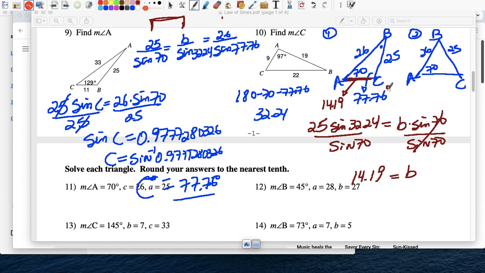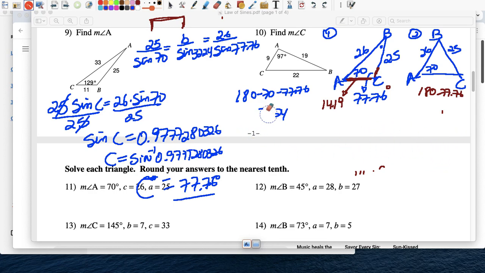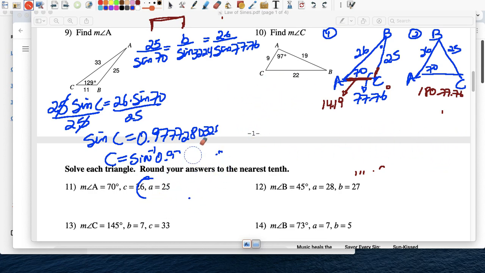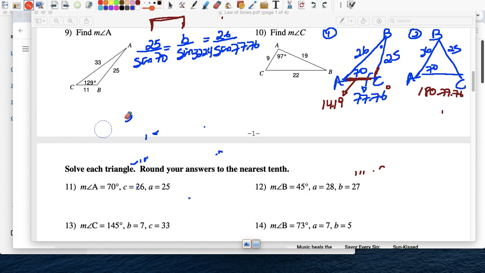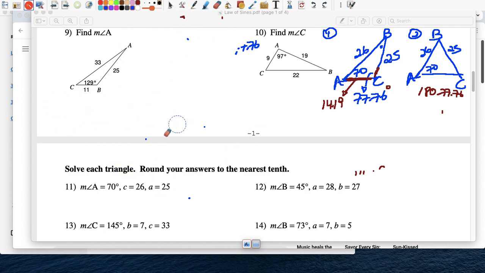And then the good thing is, when I draw the second triangle, I already know this is angle C from the first triangle, 77.76. On the second triangle, this angle is going to be the difference between 180 and 77.76. So I'm going to erase all that information that I don't need right now for angle 2. So we solved triangle 1. We're going to solve triangle 2.